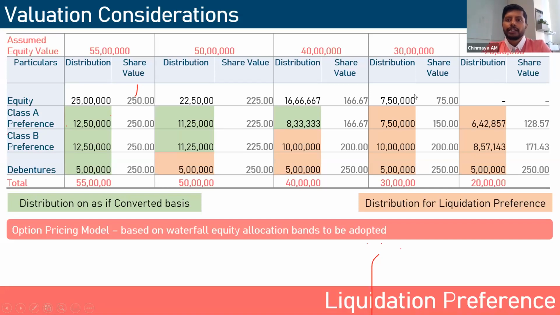Now moving on to the next, 30 lakhs. In this, the debenture holder is getting full, and Class A and Class B are getting full. So it is becoming 22.5. The balance left is 7.5. Whatever is left, equity is getting. Equity share value is only 75.